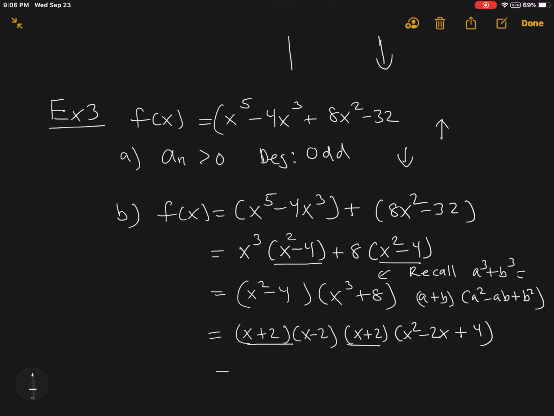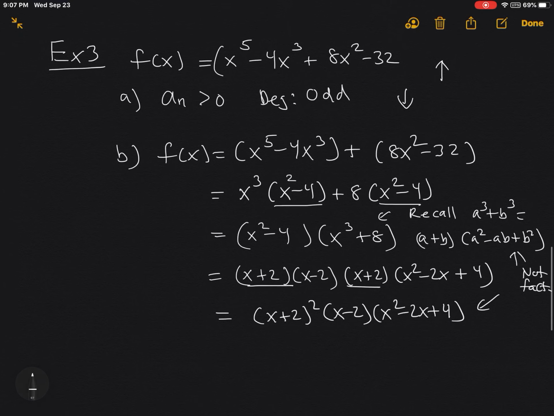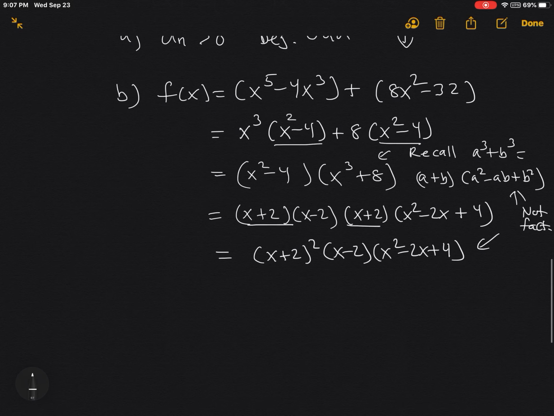All right, so now if you take a look, this is actually x plus 2 quantity squared times x minus 2. And the right side of your sum or difference of two cubes is just not factorable any further, okay? So don't try to factor it any further. It looks very, very tempting. You're like, wait, isn't that x minus 2 quantity squared? No, it would be x squared minus 4x plus 4 if it's x minus 2 quantity squared. But regardless, this is your factored form.